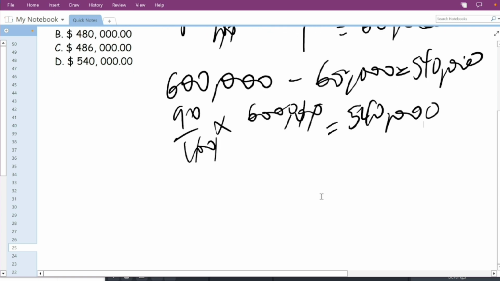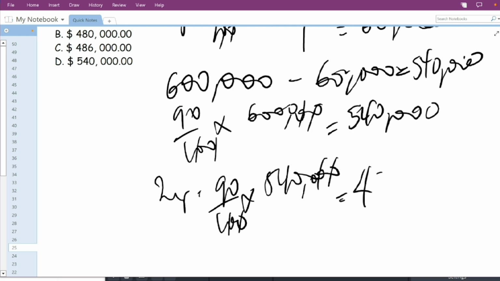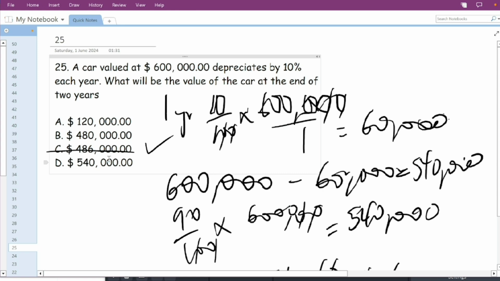For the second year, which is year 2, we can just do it straight without finding 10% and subtracting it from 540. So we have 90% of 540,000, which will give you 0 cancels 0, 0 cancels 0. We'll be left with 5,400 times 90, which gives us $486,000, which gives us the same answer as we got using the compound depreciation formula method.